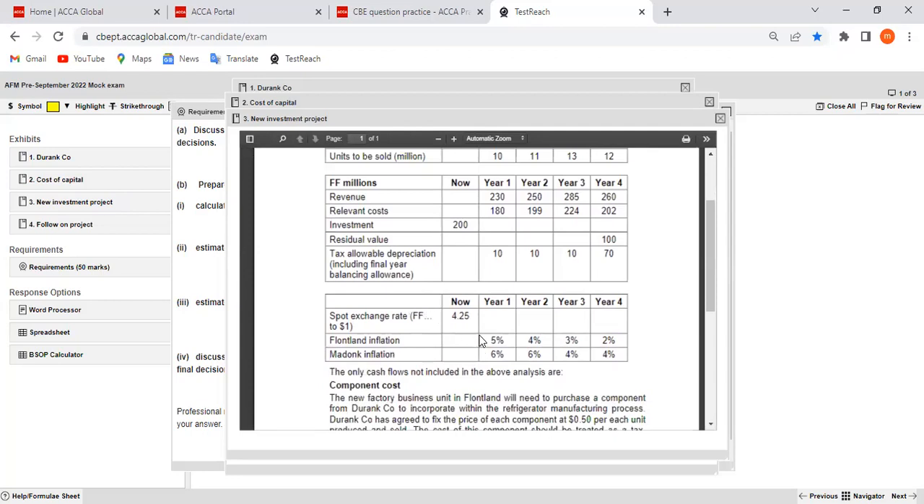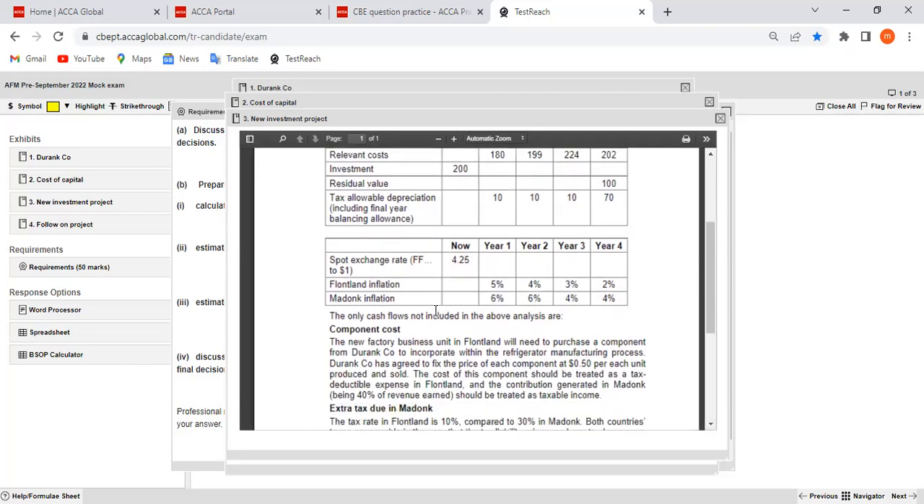You have to find out the future spot rates. The current spot rate has been given to you, and every country's inflation has been given to you. So this means we will apply purchasing power parity and we will calculate the future spot rates.